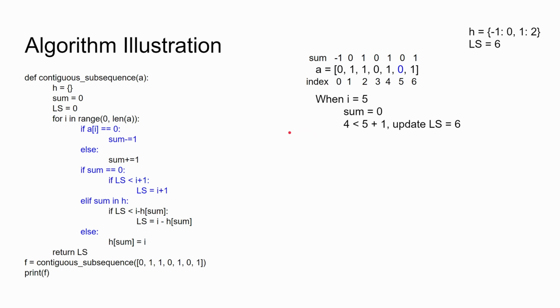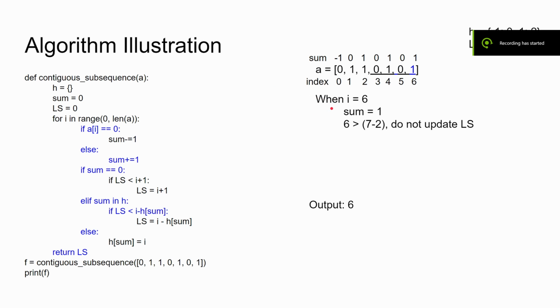When i is 5, it will decrement sum by 1 because A[i] is 0, and now that sum is 0, it will see if the index plus 1 is bigger than the old ls. Because 5 plus 1 is bigger than 4, it will change ls to be 6.